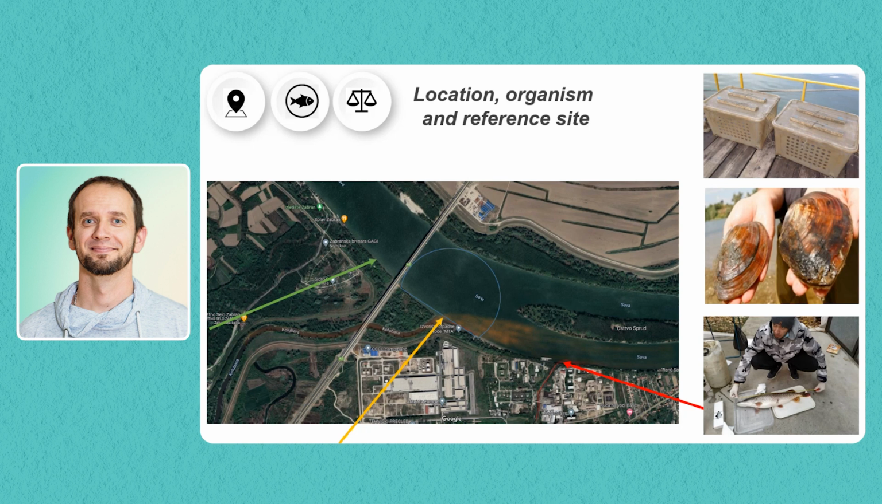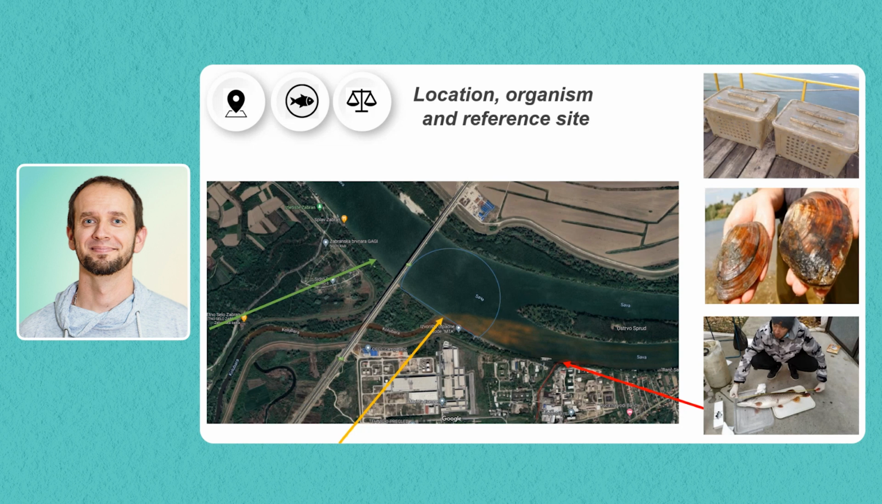So Obrenovac does not have a wastewater treatment plant. It is discharging wastewaters into this Kolubara River. It's a small tributary of Sava, and it's going all to Sava. It is indicated with yellow here artificially. It's not like this in real life.